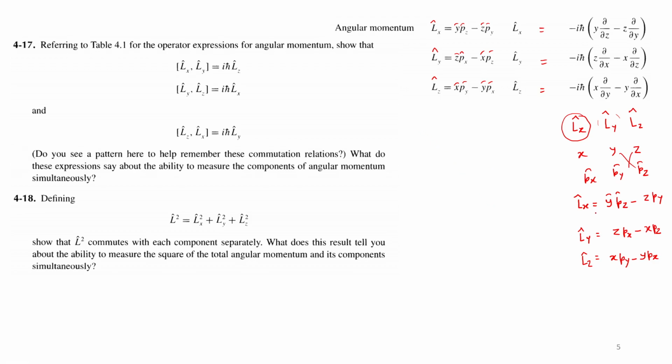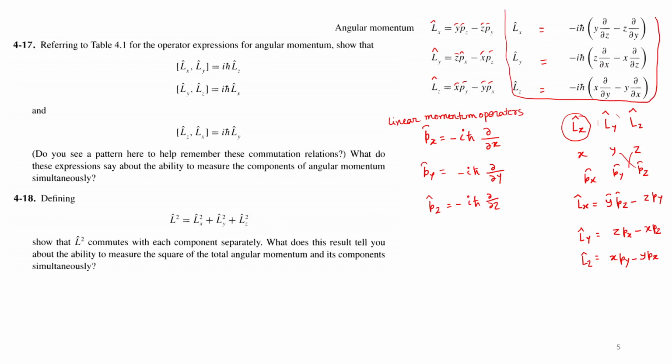Now you know what px, py, pz are. These are linear momentum operators. px is minus i h cut del by del x, py is minus i h cut del by del y, and pz is minus i h cut del by del z. You just need to put these values here to get this kind of expression.